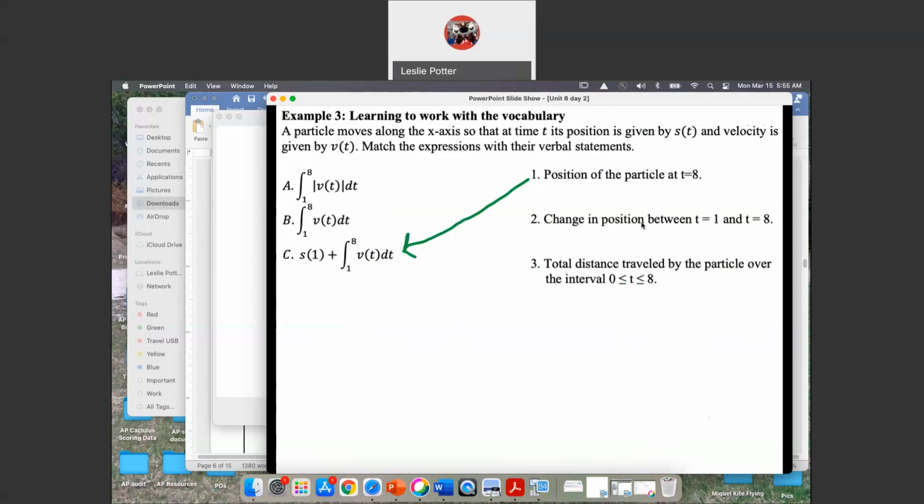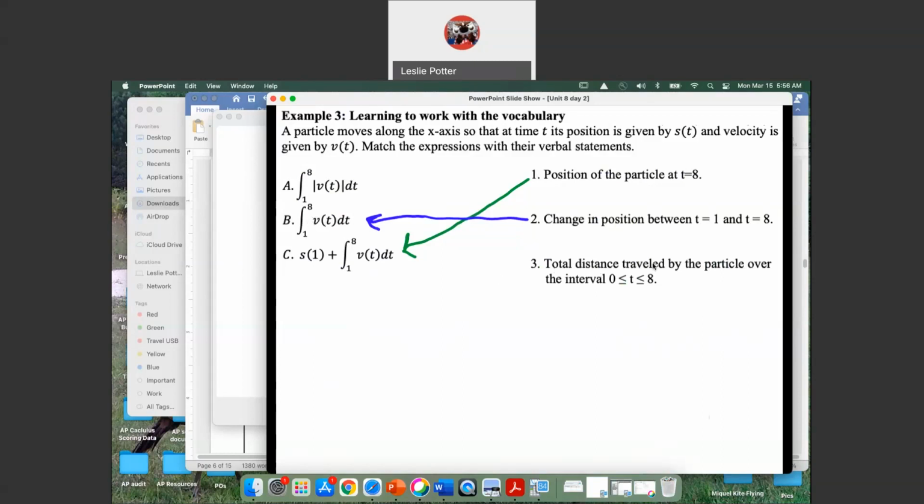Okay, change in position between t equals 1 and t equals 8. So change in position we know is just an integral statement by itself. And so we know that the change in position is integrating under the velocity function. And we're not being asked for total distance, so that's got to be without the absolute value signs. So between 1 and 8, notice we're evaluating between 1 and 8.